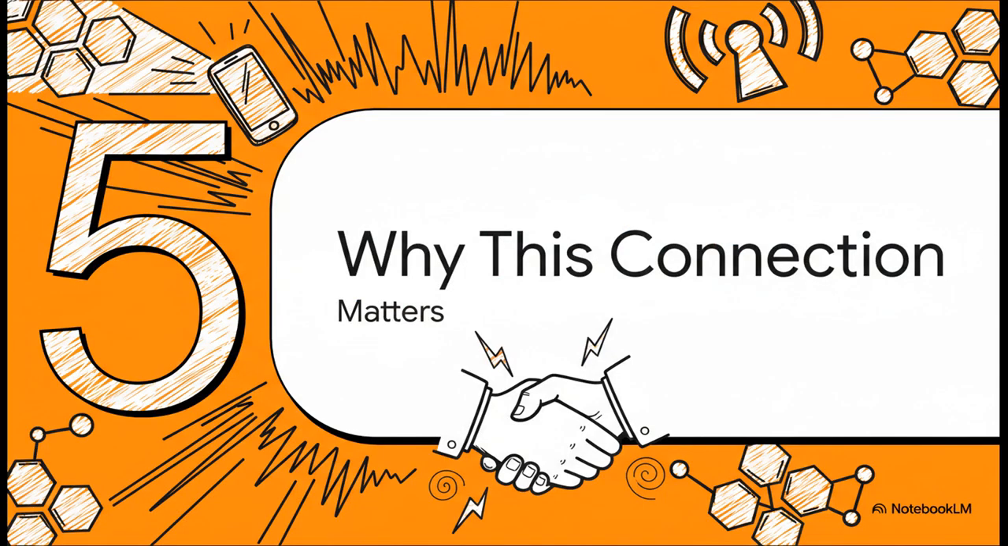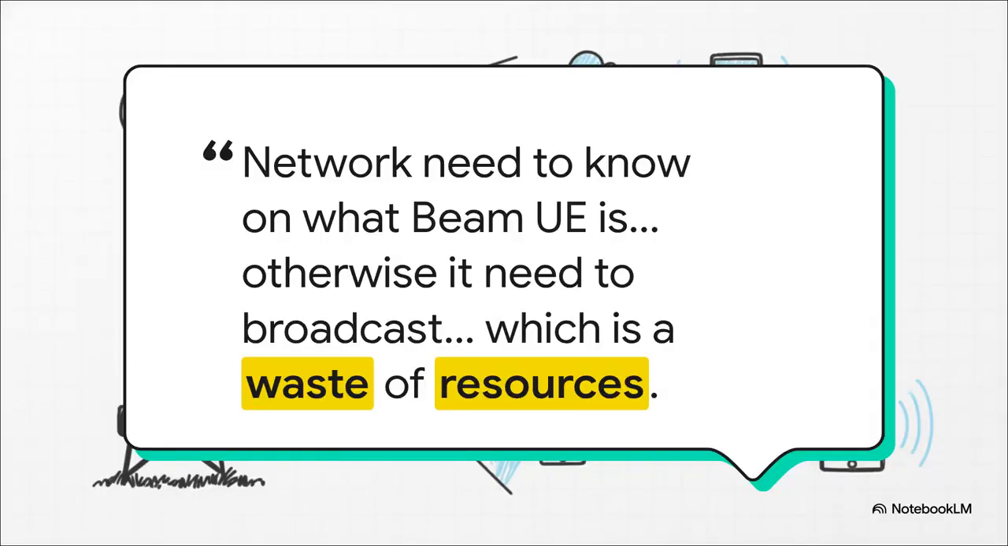All right, so we've gotten kind of deep in the weeds here: beams, preambles, all that stuff. But let's pull back for a second. Why should you even care about how this initial handshake works? Why does it really matter? This quote from the source material really just hits the nail on the head. If the network didn't know which beam you were on, it would have to just blast everything out on all of its beams all the time, just hoping you'd hear it. And that, as it says, is a colossal waste of resources.